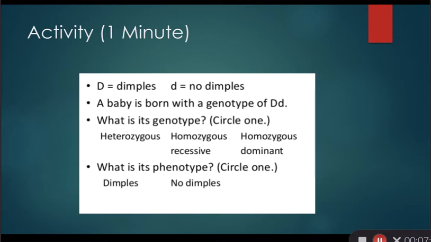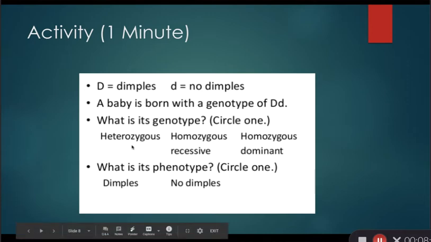So we have a baby that's born with a capital D and a lower d. What is that genotype? So since it's a mix of a dominant and a recessive, it cannot be homozygous since it's not 2 of the same allele. That leads us to our final decision, meaning it will be heterozygous.